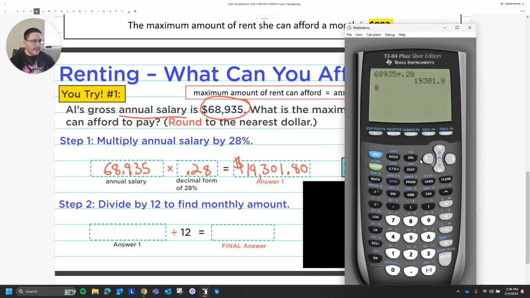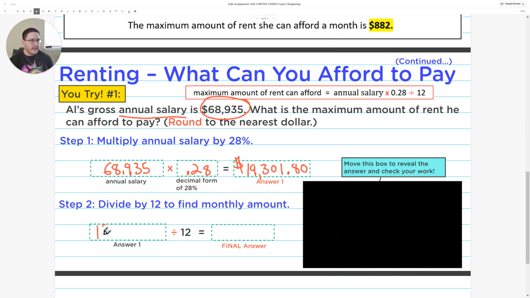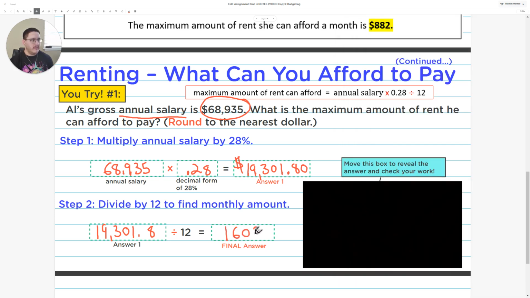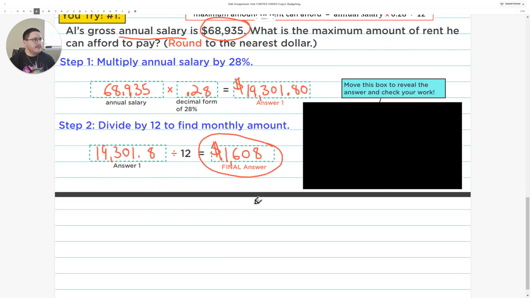We're going to take this number divided by 12. So 19,301.8 divided by 12. Rounded to the nearest dollar should be 1,608. And this is the maximum amount of rent Al can afford to pay. Again, this is not the end-all be-all. This is just a rule of thumb to better help with the financial situation. But that's it for you try number 1.